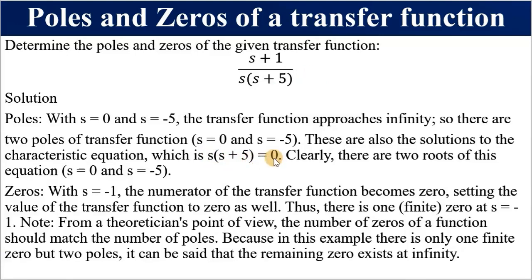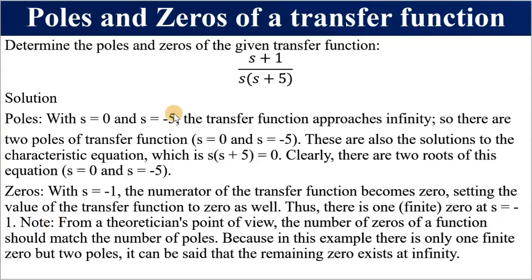Some questions can require you to form a characteristic equation. Clearly, there are two roots of this equation. Zeros: s plus 1 is equal to 0, so s is equal to minus 1. So the numerator of the transfer function becomes 0 when s is equal to minus 1, setting the value of the transfer function to 0 as well. Thus there is a zero at s is equal to minus 1.